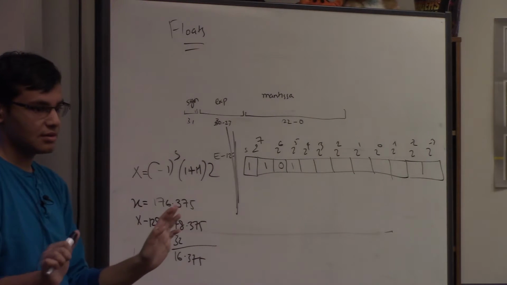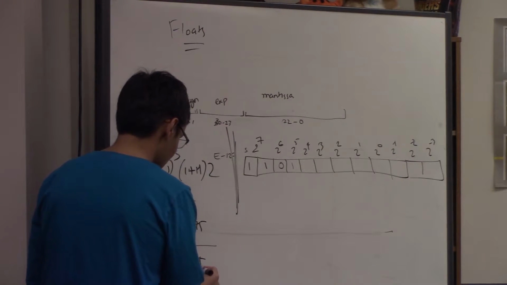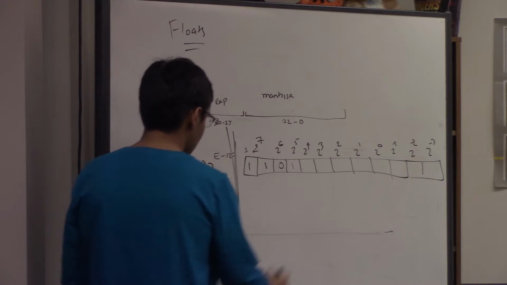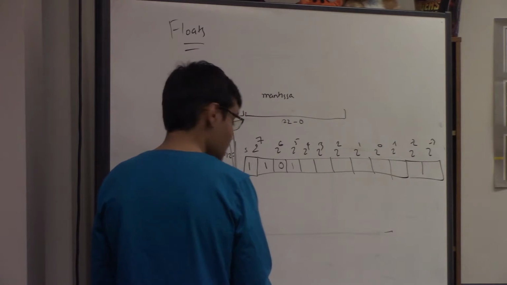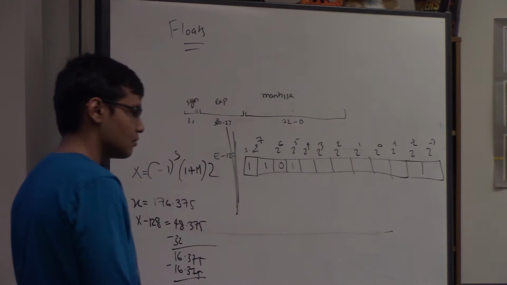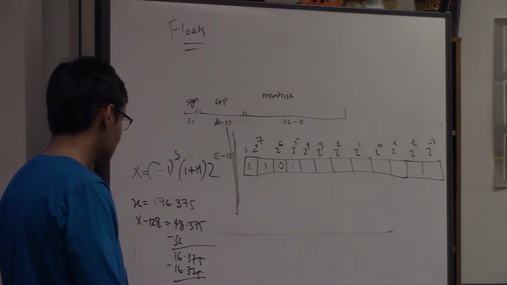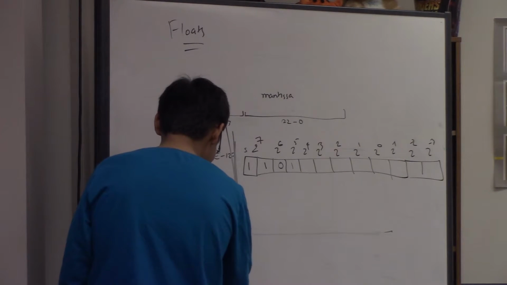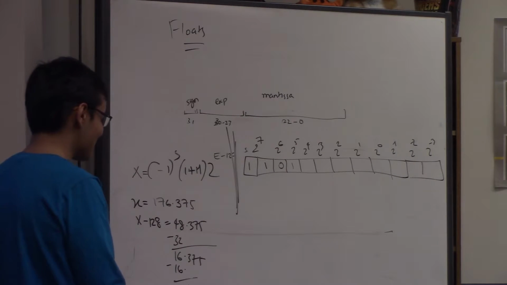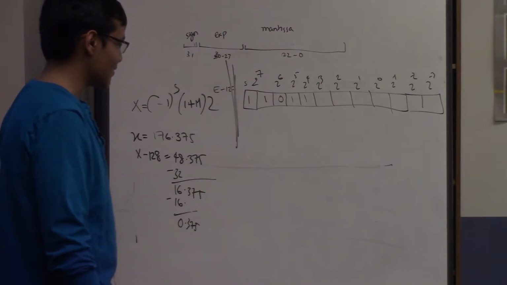Questions as to how this is proceeding? Okay, cool. Next, we subtract 16 from 16.375. We get 0.375. You mean you subtract just 16? Yeah. Oops, sorry. Thanks. So I subtract 16 and I get 0.375. So we get a 1 there. And then obviously now this is 0.375.